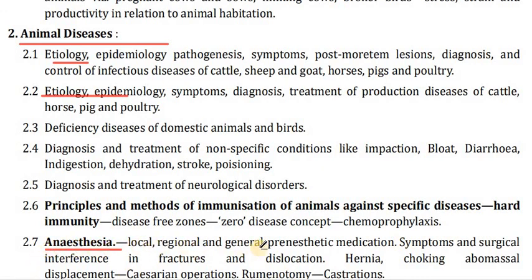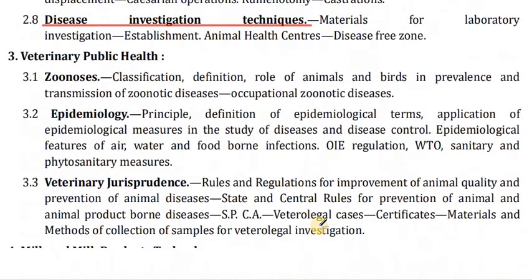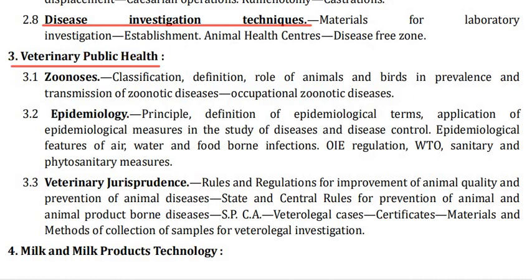anesthesia, local, regional, and general, parenteral medicines, symptoms, and surgical interference in fractures and dislocations, hernia, choking, abdominal displacement, caesarean operations, rumenotomy, castrations, disease investigation techniques, material for laboratory investigations, establishment, animal health center, disease-free zones. Next is veterinary public health.